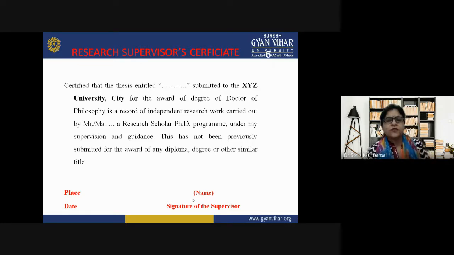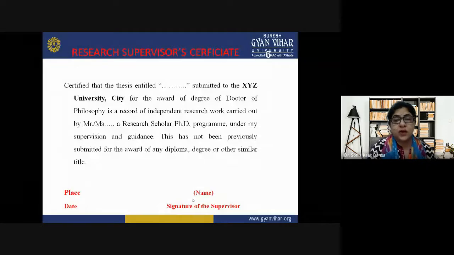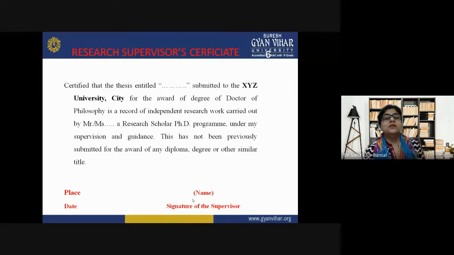You can add a few more lines if you need to. And this is how the research supervisor gives the certificate. And it is really very important because now the supervisor is also declaring that this work is really authentic. So now at the left side you will be writing date and place, and then on the right side you will be writing your supervisor's name, and then the signature of the supervisor. So this is how the research supervisor certificate will be framed.